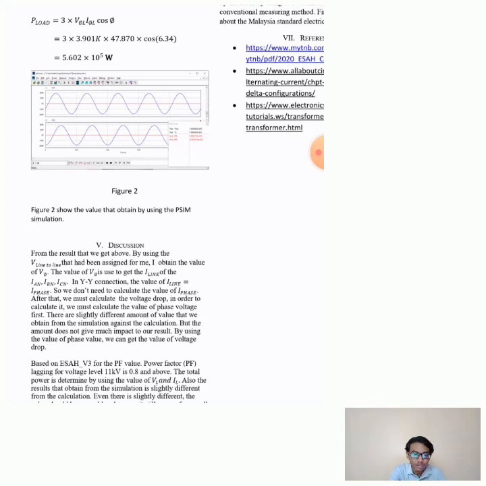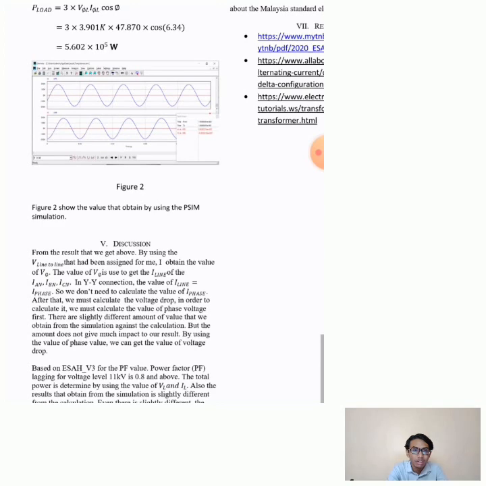Okay, next, for the wattmeter method, based on ESAH version 3 for the power factor value, I am using power factor 0.8 because I get the voltage level which is 11 kV, which in the ESAH version 3 is 0.8, which means if we get another value of V line to line, the power factor will also give a different value.